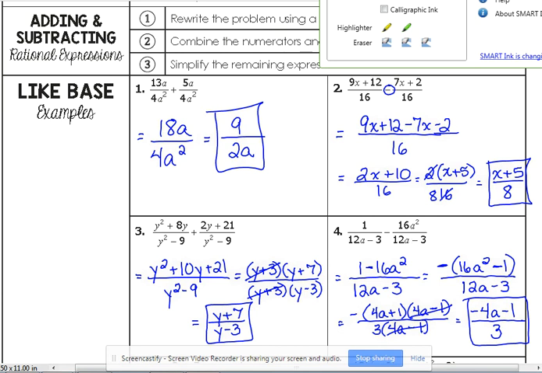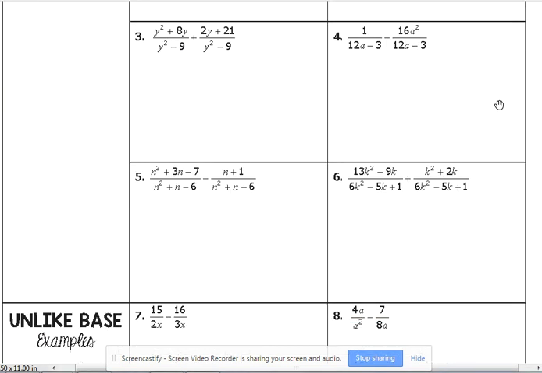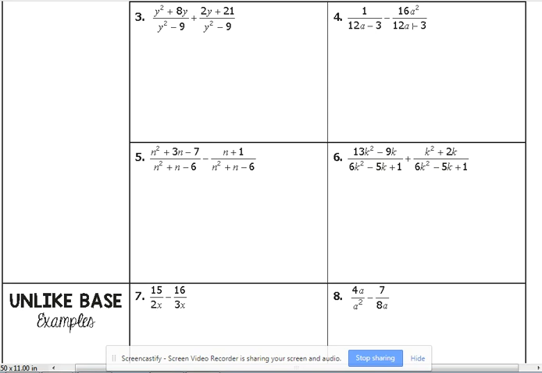All right, couple more examples here with like bases, and then I'm going to let y'all practice for a minute. Okay, let's look at number 5. They have the same base. Let's go ahead and combine their numerators, or actually, hang on, it's got a minus. So I'm going to take an extra step and make sure I distribute that negative. Minus n minus 1. Now I know I'm going to have to do it eventually, so I'm going to go ahead and factor that denominator. Might as well, right? N plus 3 times n minus 2.